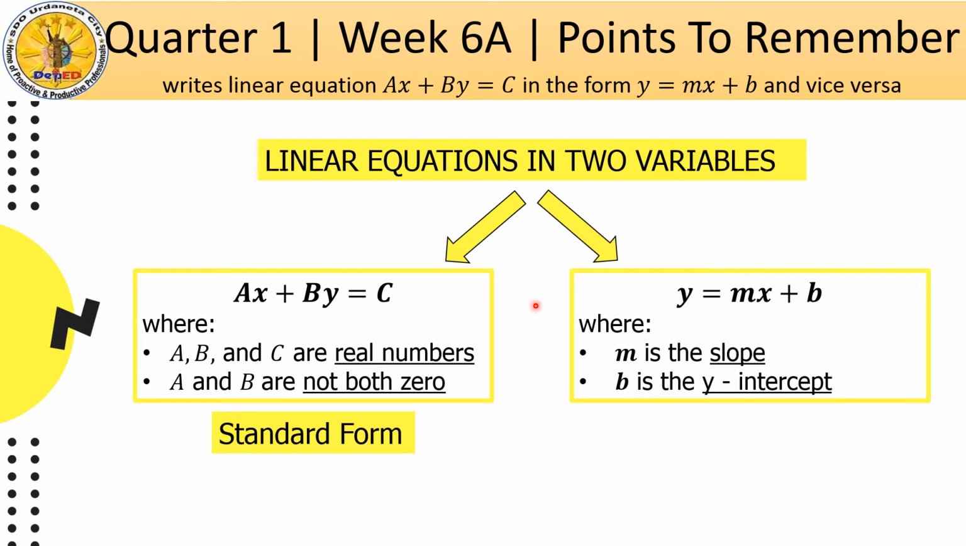The second form is y = mx + b, where m is the slope and b is the y-intercept. This is what we call the slope-intercept form of a linear equation in two variables. If we observe, variable y is on the left side of the equation, and variable x together with the slope and the y-intercept is on the right side.